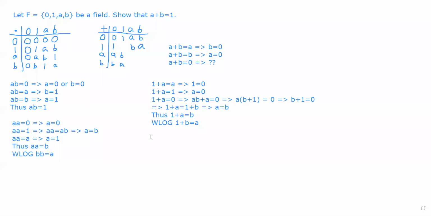So now we claim that 1 plus 1 equals 0. We can easily rule out 1. Now if 1 plus 1 equals A, then we just proved that A equals 1 plus B, so we get 1 plus 1 equals 1 plus B, which implies that 1 equals B, which is impossible. Likewise, if 1 plus 1 equals B, then we get 1 plus 1 equals 1 plus A, so 1 equals A, pardon me, which is impossible. So we conclude that 1 plus 1 has to be 0.